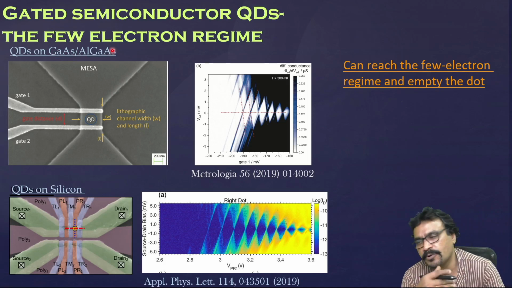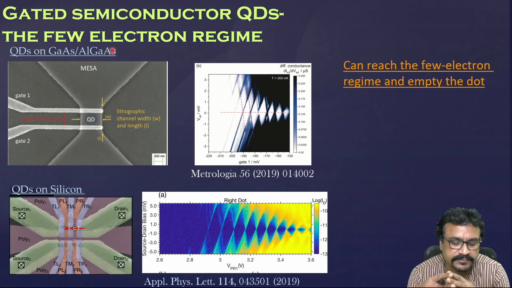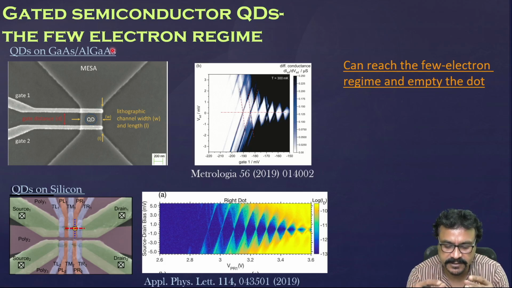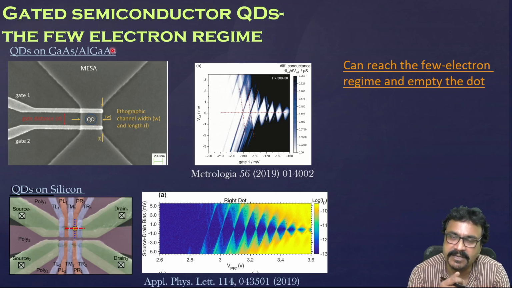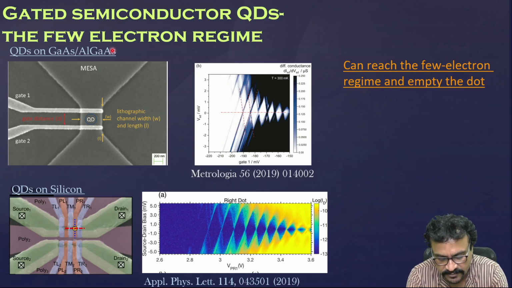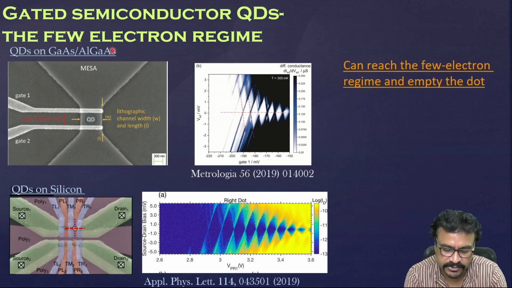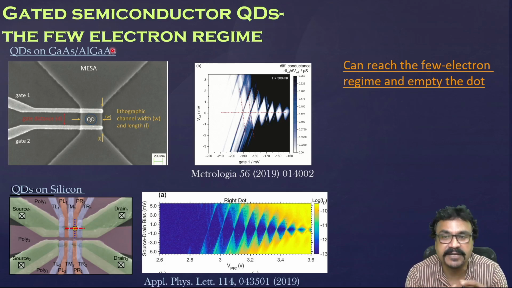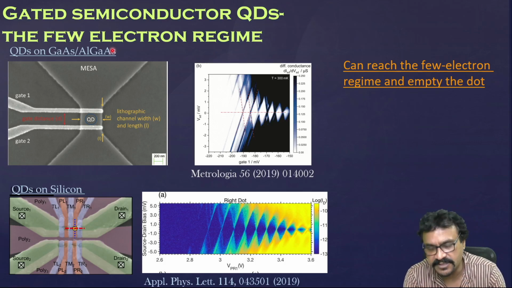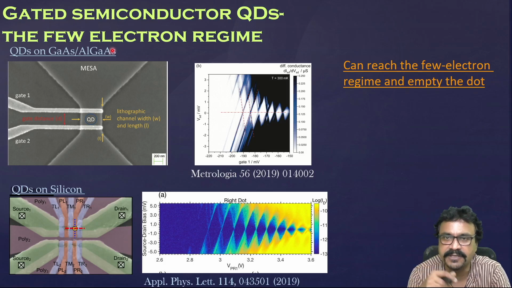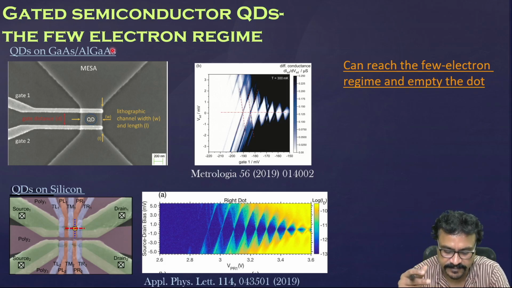A lot of progress in this field has been demonstrated using gallium arsenide, aluminum gallium arsenide material system. Later, recently, for the last 5 years or 10 years, most of the work has moved on to the silicon based quantum dots, for reasons that we will explain in the next few slides. Okay.